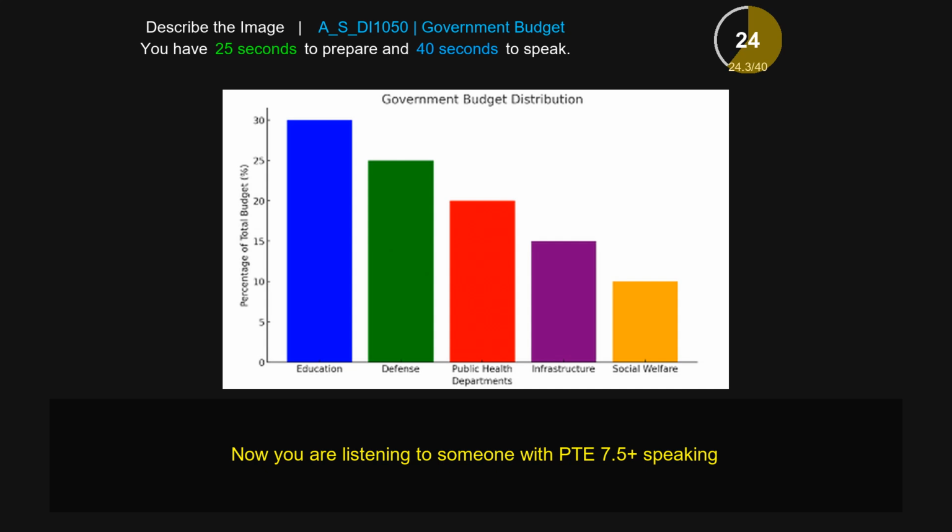In addition to that, defense contains the value of 25%, public health department contains the value of 20%, whereas infrastructure also contains the value of 15%. To conclude, the image gives information about the government budget.